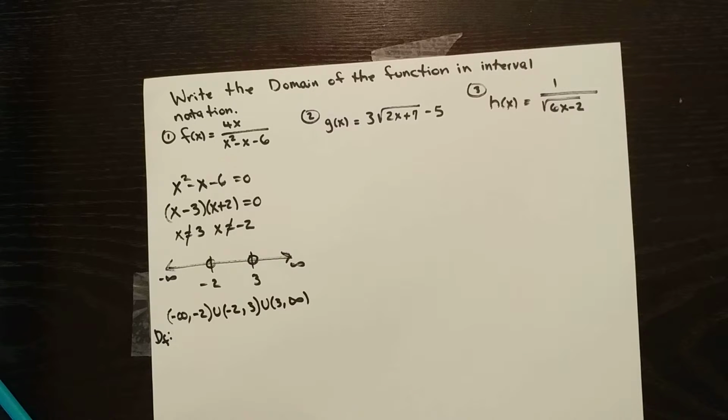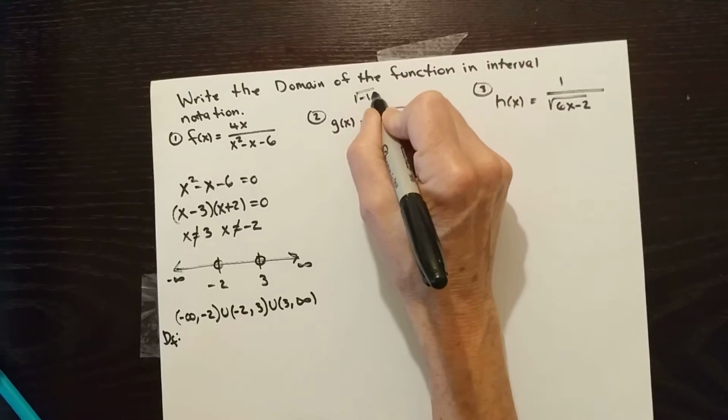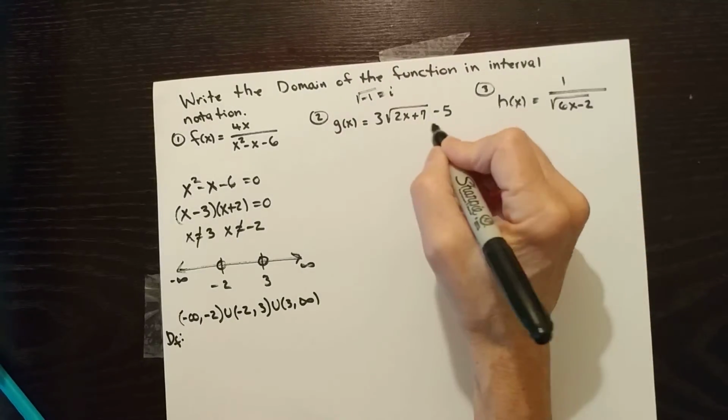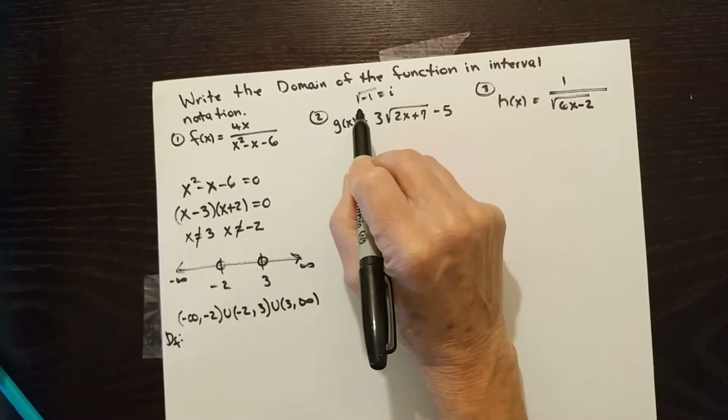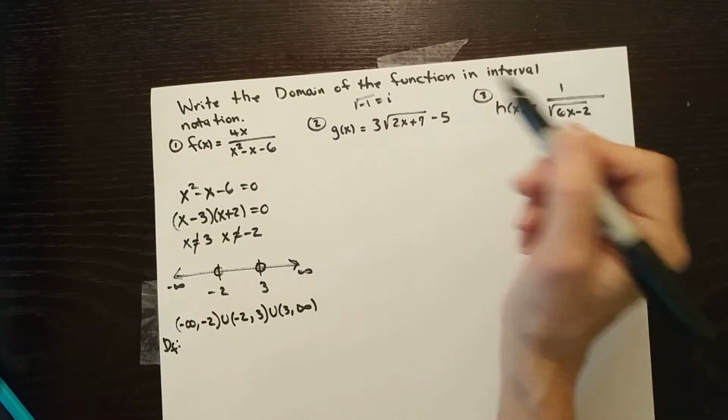But what I do see is a square root. When you have a square root, you have to make sure that you do not enter the dimension of imaginary numbers. So the square root of negative 1 is i, the imaginary number. So what that means is, as long as I don't have negatives under my square root, I won't be in that problem. I won't be in the imaginary numbers.